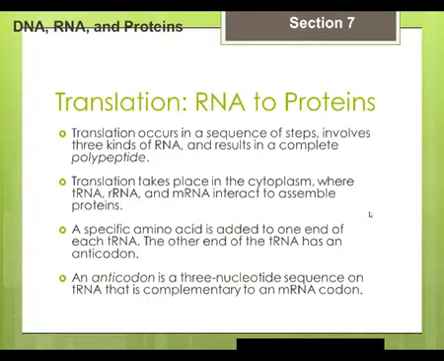So transfer RNA anticodons attach to the mRNA codons. They're basically like a jigsaw puzzle, where the transfer RNA anticodon, based on its sequence, will match the mRNA codon.